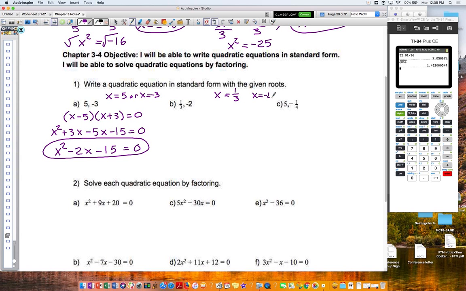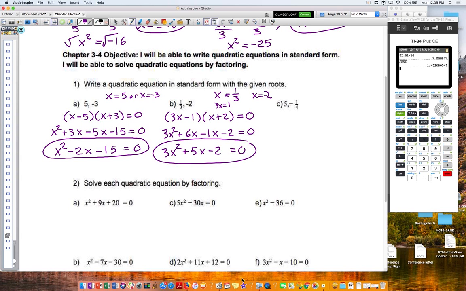X equals negative 2. So when you do this one, you have to first multiply by 3. So you get 3x equals 1. Subtract the 1. So you have 3x minus 1. Here we're just adding the 2. And it equals 0. So again, FOIL. 3x squared. Outside, plus 6x. Inside, minus 1x. Last, minus 2. Combine like terms, 3x squared plus 5x minus 2 equals 0. And I have my quadratic equation.